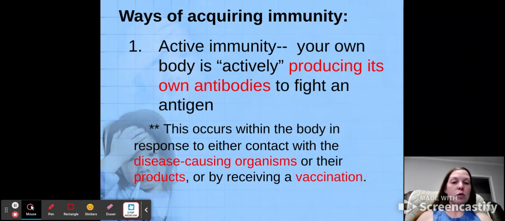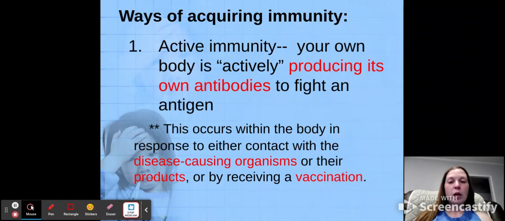So this occurs within a body in response to either contact with a disease-causing organism, or by their products, or by receiving a vaccine. So, for instance, when you get the flu shot, it is a dead form of the flu virus, so that your body can then learn to fight it, so that if it's exposed to an active form of the flu virus, it knows how to fight it, right? The best way to fight is practice. So that's what's happening here.